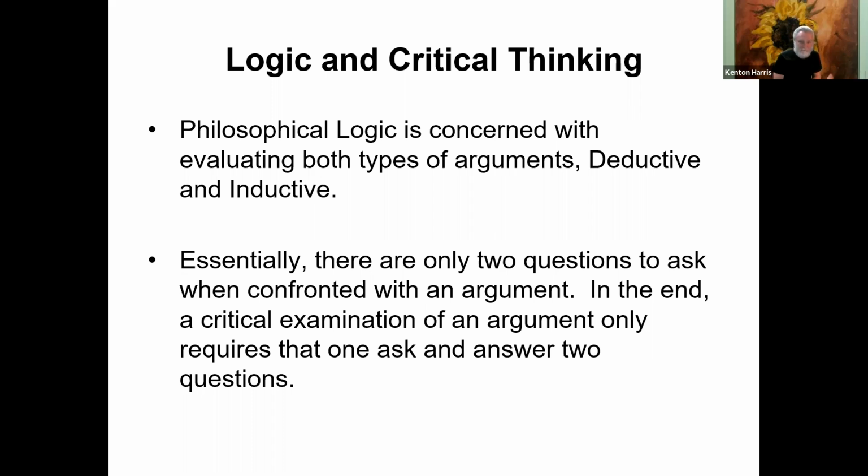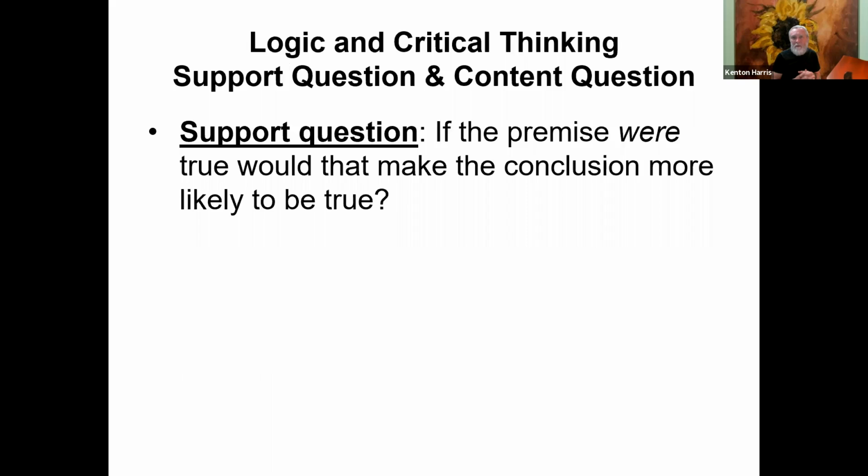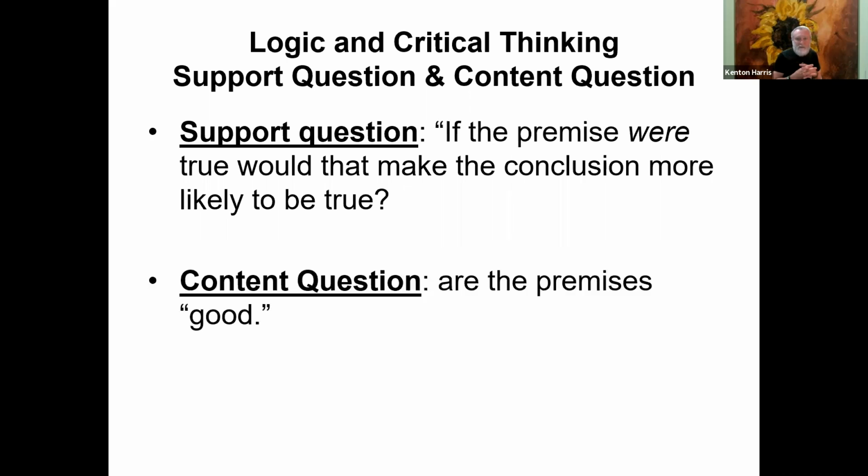And then a critical evaluation of the argument, and that will consist in asking and answering the following two questions. First, there is the support question. And the support question roughly goes like this: if the premises were true, would that make the conclusion more likely to be true? So you're asking essentially, would the premises support the conclusion if true? The second is the content question. Are the premises good? Now notice I didn't say are the premises true. I said are the premises good? What does it mean to be a good premise? Well, of course, we're going to talk about that in a moment.